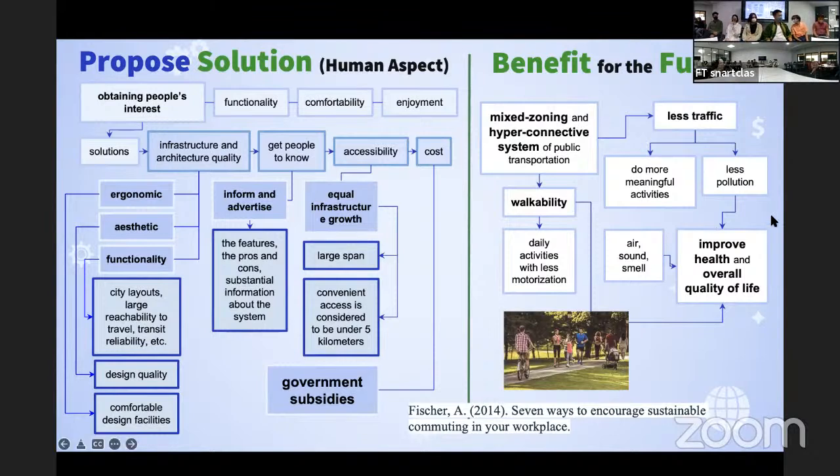Next is the hyperconnected system. A hyperconnected system can make the traffic less. It can lessen the traffic.